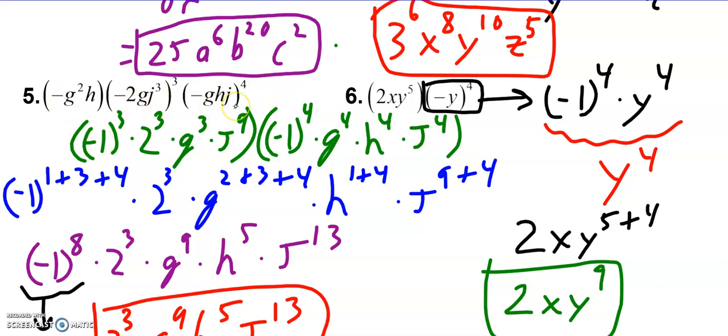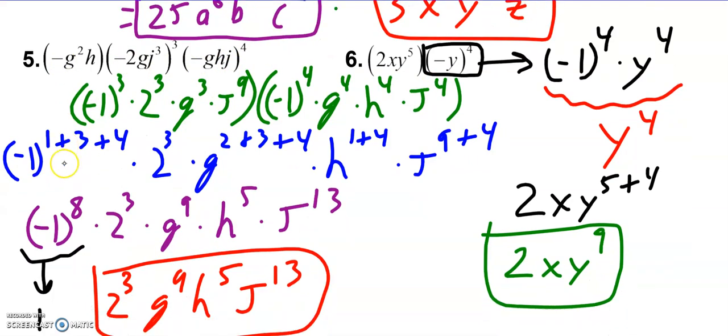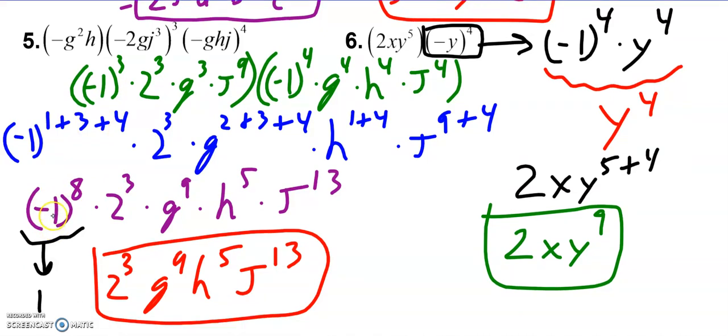Now I multiply the bases, so now I can add the exponents. So here I have a negative 1 to the first, negative 1 to the third, and negative 1 to the fourth, so that becomes negative 1 to the 1 plus 3 plus 4. I get 2 to the third, g to the 2 plus 3 plus 4, h to the 1 plus 4, and j to the 9 plus 4. There's my 9, there's my 4. Simplify again. 1 plus 3 plus 4 is 8. So then negative 1 to the 8th is actually just 1.